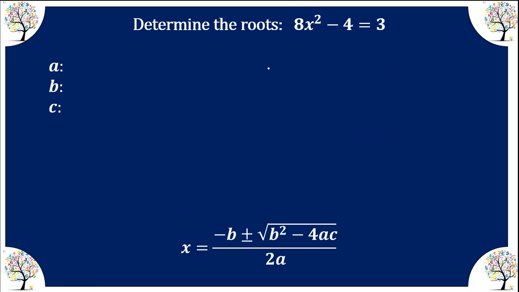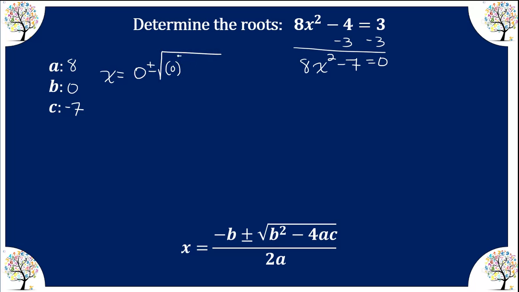Okay, I do want to do one more, and the reason is because in this problem, we have no b value. Our b value is actually 0. So I should say we have no linear term. So our a is 8, our b is 0, and our c is negative 7. So x equals, we're going to have 0 out here. So we're going to have, and I'm not going to put the negative because 0 is neither negative nor positive. And then we square the 0, minus 4 times a times c over 2 times a.